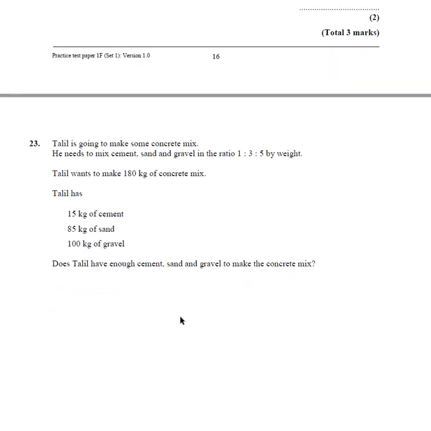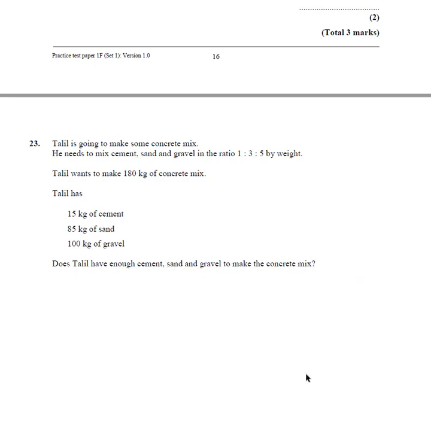Talil is going to make some concrete mix. He needs to mix cement, sand and gravel in the ratio 1 part cement to 3 parts sand and 5 parts gravel. Talil wants to make 180 kilograms of concrete mix. He's got 15 kilograms of cement, 85 kilograms of sand and 100 kilograms of gravel. Does Talil have enough cement, sand and gravel to make the concrete mix?